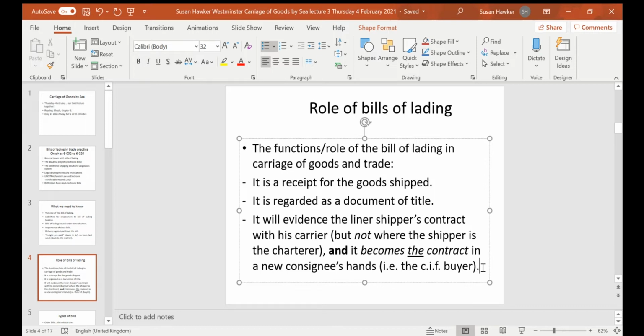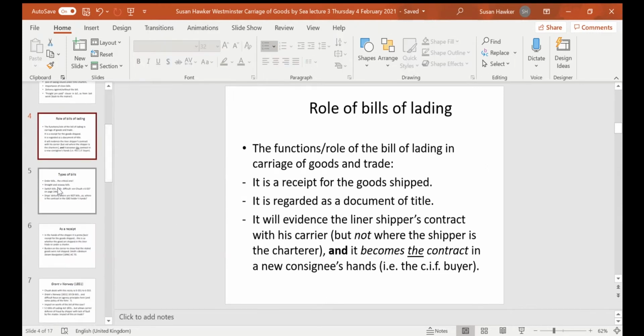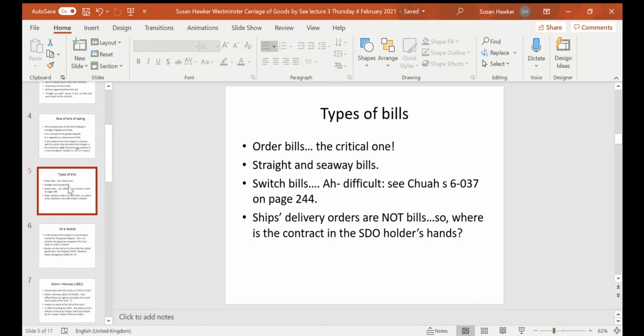So this contractual role is quite difficult to start with, to get one's head round, but this is how it is. And so we've got the basic outline of bills of lading. And just before we look at those roles in depth, I'm just going to outline the types of bills. The one we are normally concerned with is what we call an order bill.